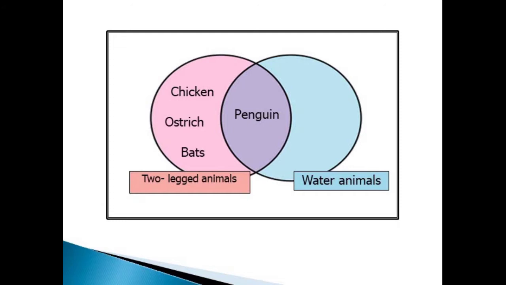Then in the two-legged animal part, we have chicken, ostrich, and bats, and in water animals, we have eel and seal. Also, we have pig and cow inside the box. So it means that they are part of our universal set, but not a part of our set A and set B.